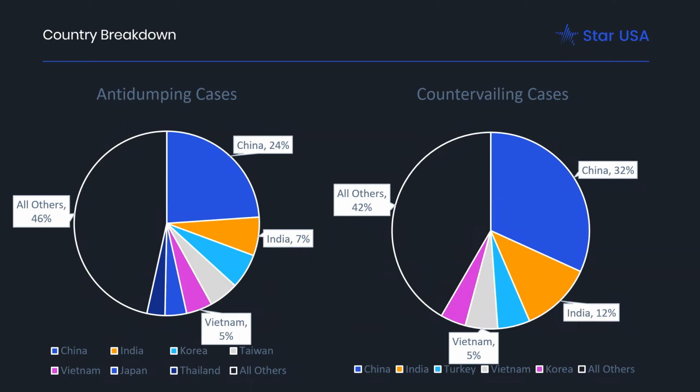The majority of them are against China by far, 24%. India has 7%, the rest are around 5%. And then there are many that only have 1 or 2, all the others.